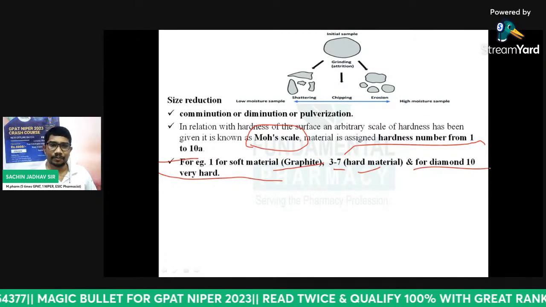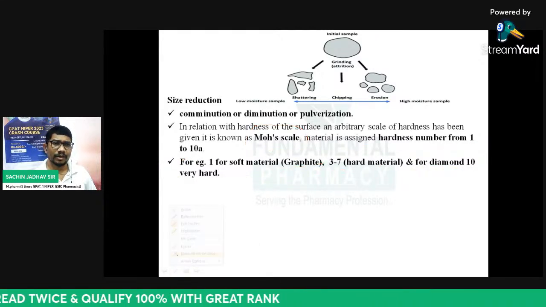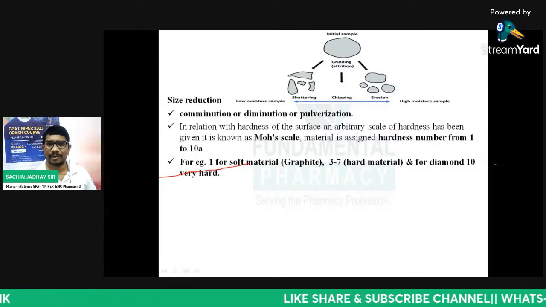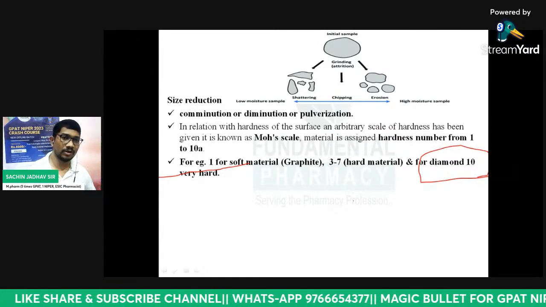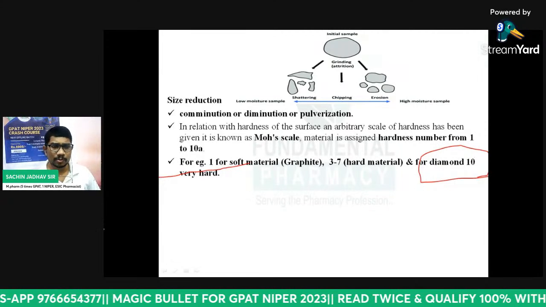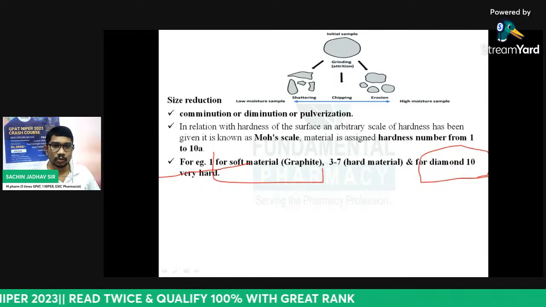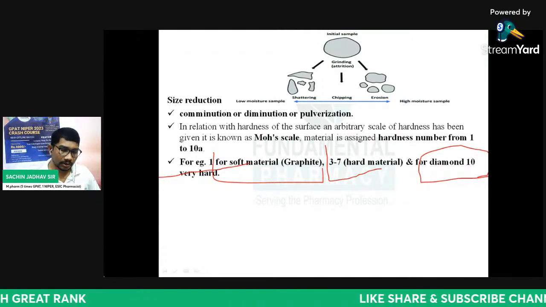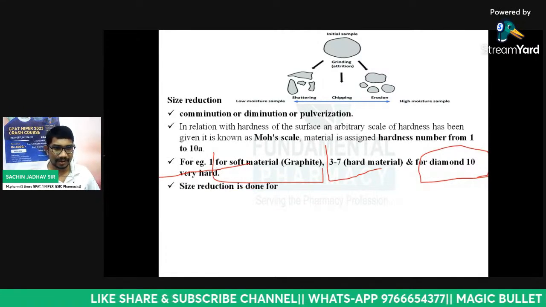So hardness of material, तो सॉफ्ट मटेरियल के लिए मोह स्केल के ऊपर नंबर आएगा 1, फॉर द इंटरमीडिएट और हार्ड मटेरियल के लिए आएगा 3 to 7, एंड फॉर वेरी हार्ड मटेरियल, सी फॉर एग्जांपल डायमंड. Diamond is a very hard material and it has a 10 hardness number on a Mohs scale. So they can ask you a question for the soft material. For graphite, the hardness number is 1. 3 to 7 is the hardness number for hard material, and 10 is the hardness number for your diamond, right? तो आपको यहाँ पे याद रखना है, डायमंड का हार्डनेस नंबर होता है 10.